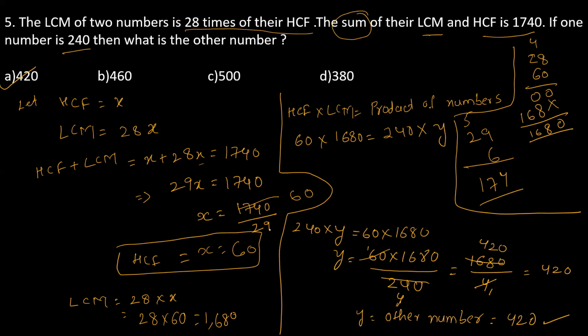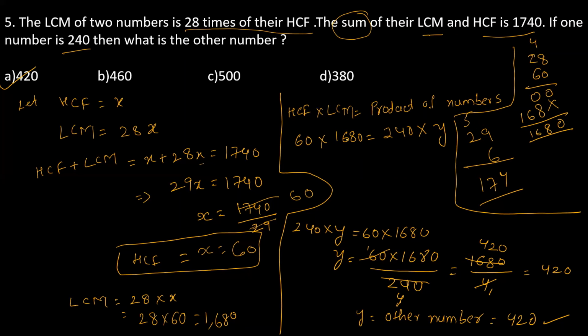If we divide 1740 by 29, we will get 60 as the answer. So HCF is equal to 60. The LCM is 28 into X. It means 28 into 60. So 1680. So now we got here the HCF and the LCM. And in the question, they have given one of the numbers. We have to find the other number. We can use the formula HCF into LCM is equal to the product of numbers.